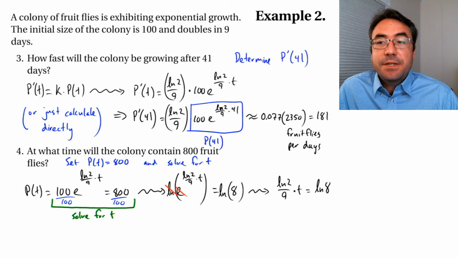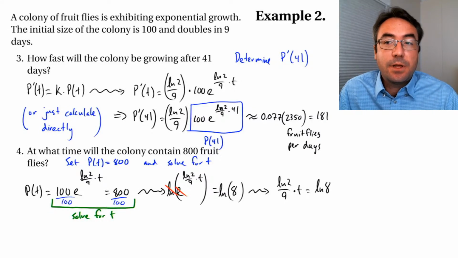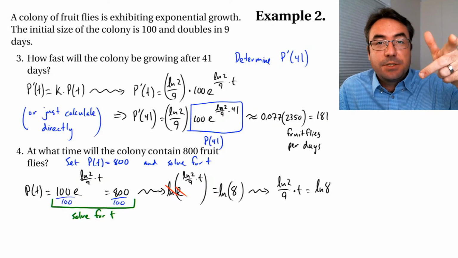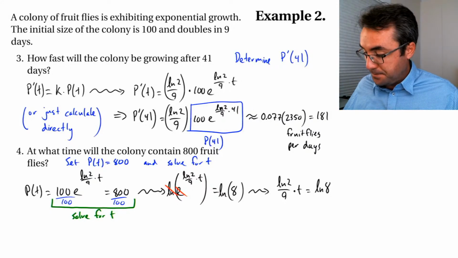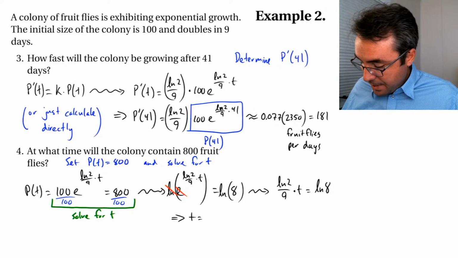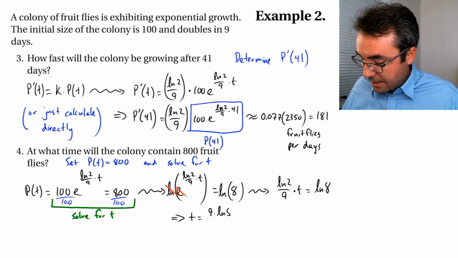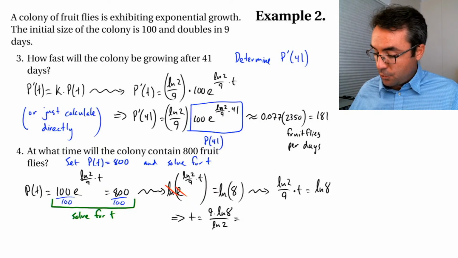And then finally, we want to solve for t, so we want to multiply both sides by 9 and then divide both sides by natural log 2. So basically just multiply both sides by that fraction that's in front of the t term there. If we do that, we get t is equal to 9 times natural log 8 over natural log 2. And if we do the arithmetic, that ends up being 27.